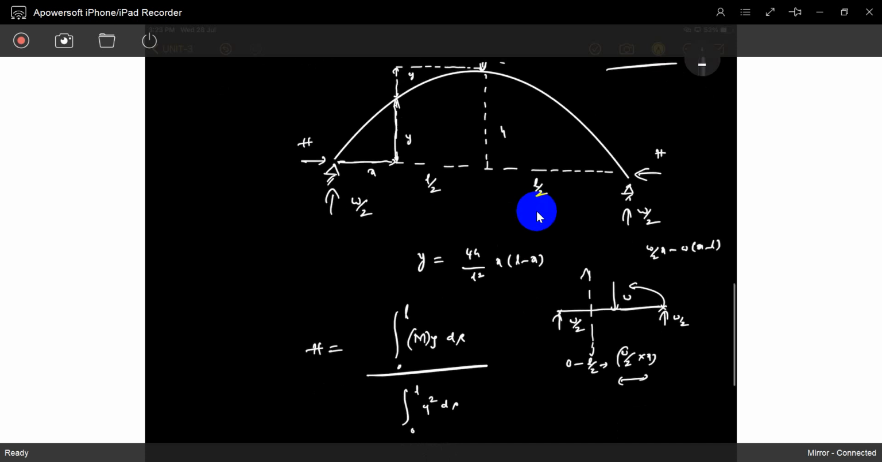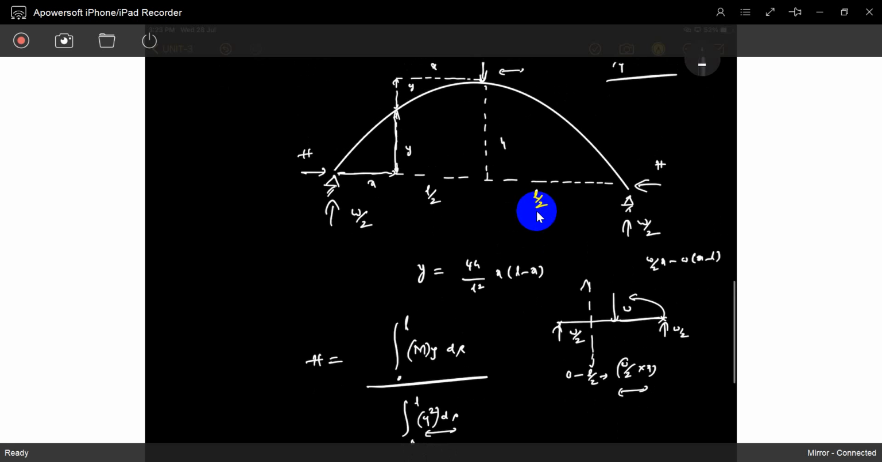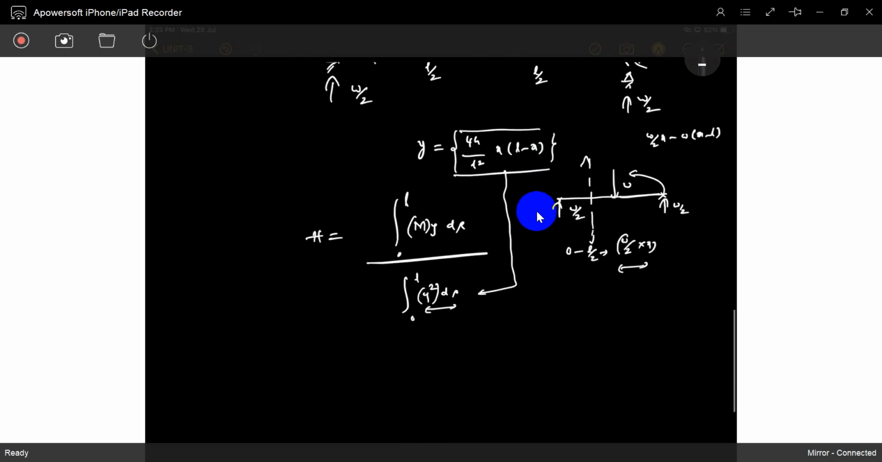And also see y square, bottom y square. Y varies with the help of x. Okay, y square, y we will take like this. Can you solve it? So we will solve it. First we have to solve.